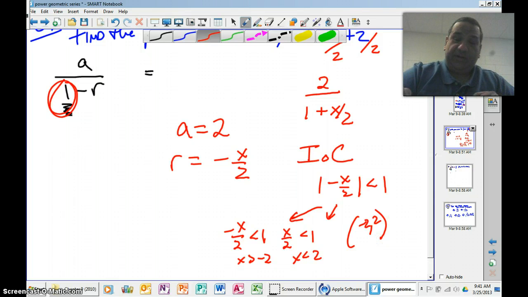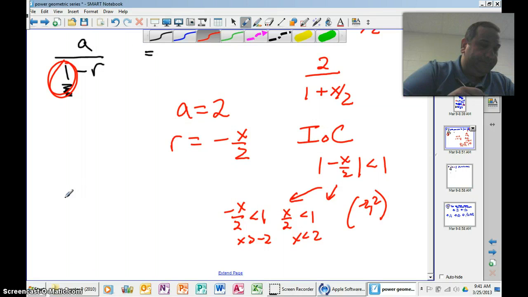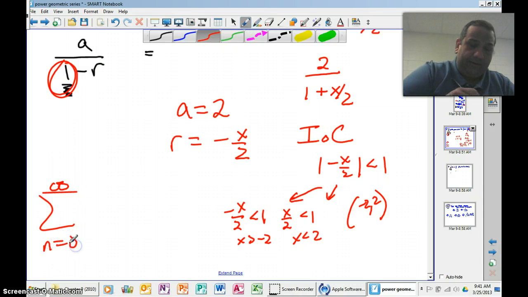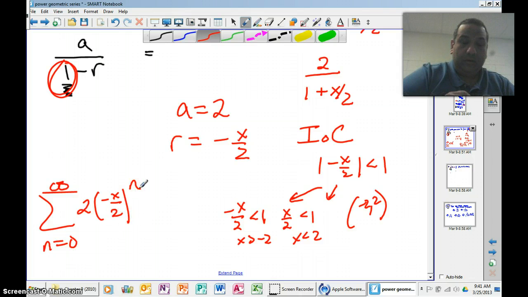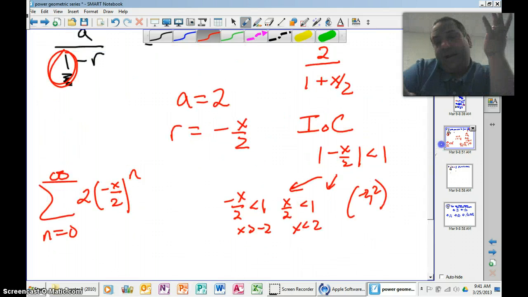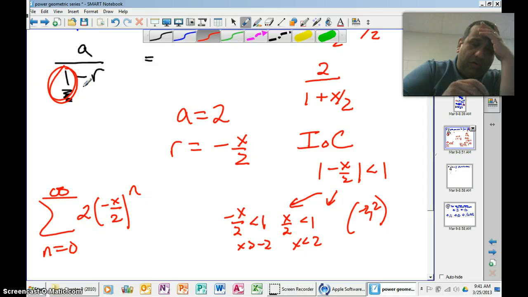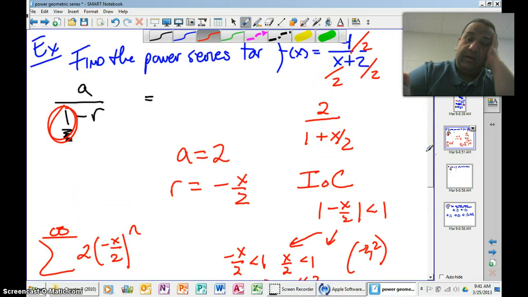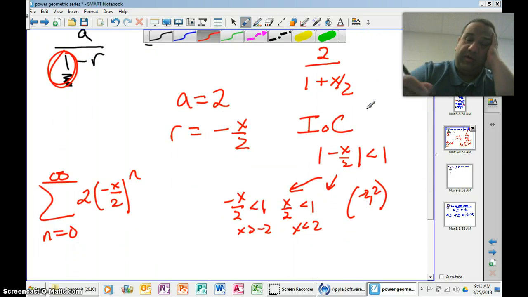Let's generate the power series though. So we have a. This is going from n equals 0 to infinity. A is 2. And r is negative x over 2. This is all going to the n power. So if we generate the series, okay, so what I did is I kind of got it in this form. It has to be 1 minus r. That's why I underlined and circled the 1. That's why I divided everything here by 2. So I got my a and my r. I can do interval of convergence.